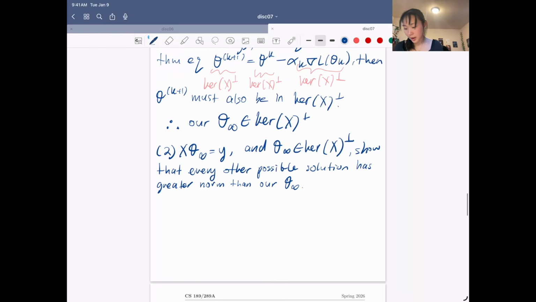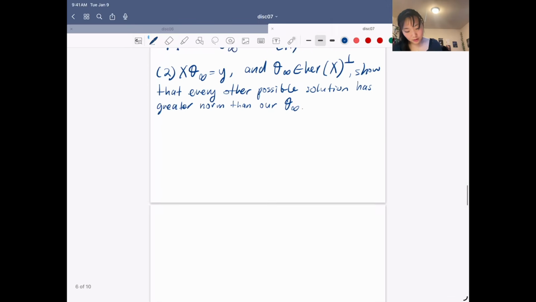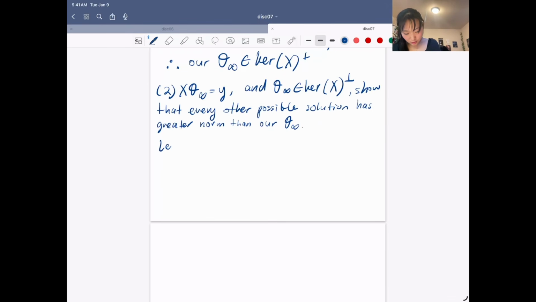Okay, and how do you do that? Let theta prime be some other random solution such that x theta prime is equal to y. And we know this is true because in part A we showed that in our specific question when d is greater than n, there are infinitely many possible thetas that could be a valid solution. And so theta prime is one example.